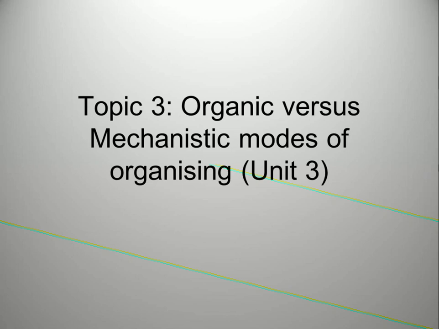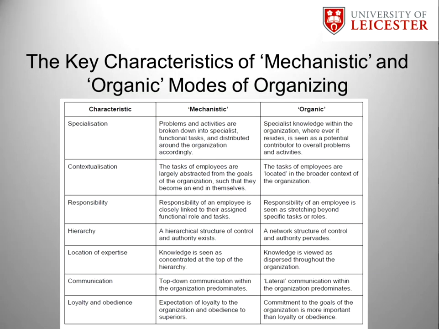A third area I wanted just to direct you to is the framework of Burns and Stalker, which is the organic versus mechanistic modes of organizing, which was in Unit 3. And again, I won't go through this in detail, but you might recall, and you can go off and look at the detail in the lecture and the materials. Mechanistic organizations are those that are quite hierarchical and focus on trying to control the organization. And organic organizations are those that are much more fluid, much less hierarchical. Communication tends to be much more lateral, and there tends to be a distribution of knowledge and power within the organization.